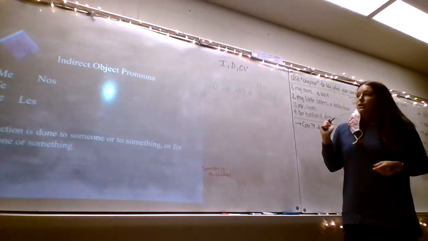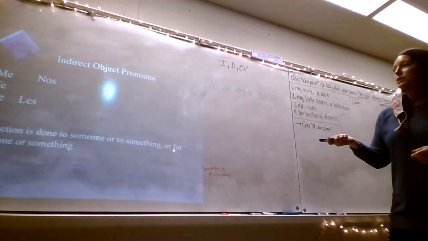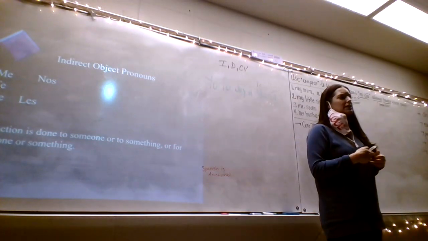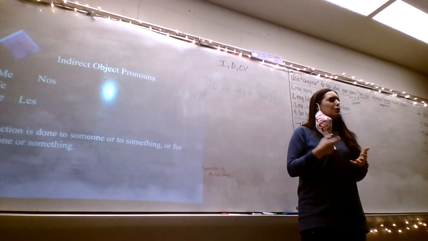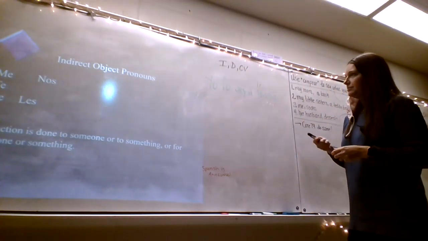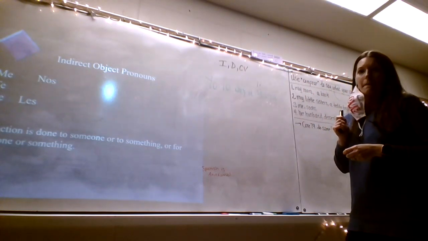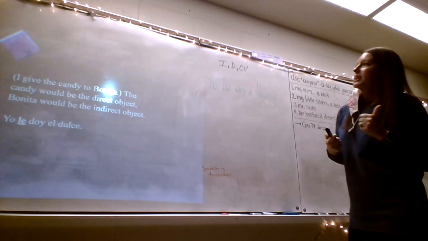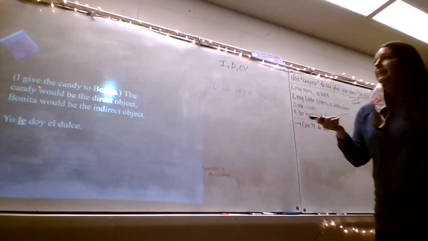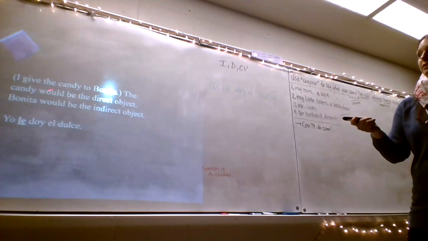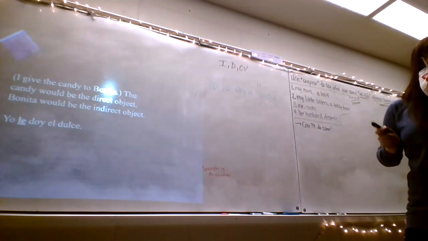Okay, so it's done to someone or to something or for someone or something. If you need to write that, you can. That's the definition of indirect object pronoun. So to whom or for whom the action is done. All right. So now, if I say, I give the candy to Bonita, the candy is your direct object, that's what you give. Bonita's indirect, that's to whom.